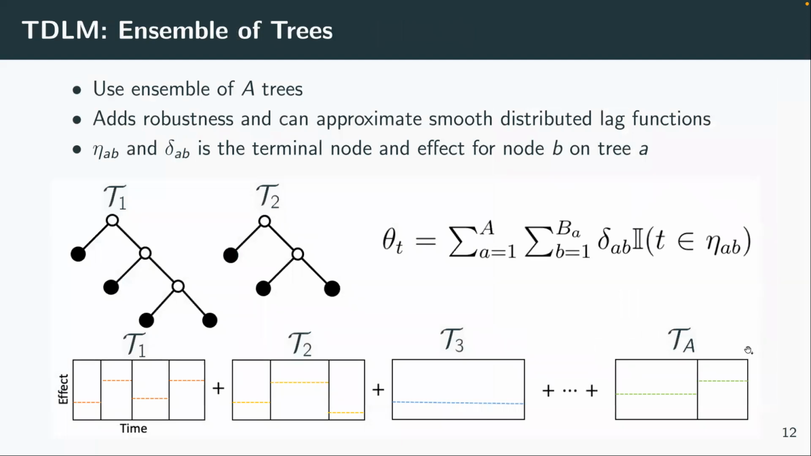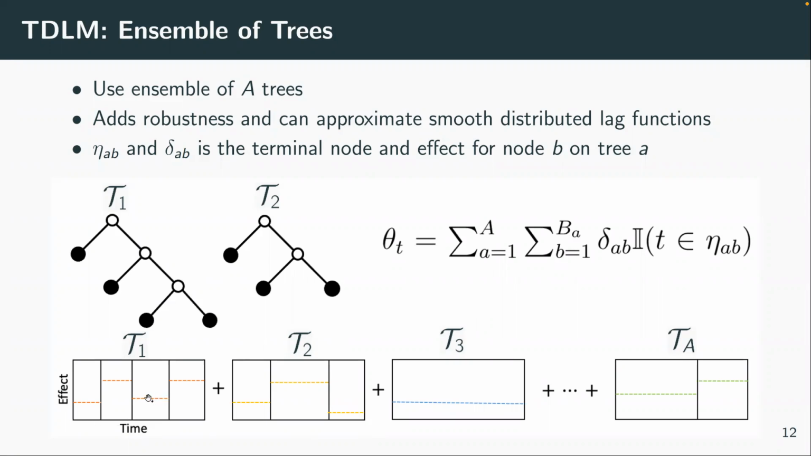Just like with other BART models, we're going to use an ensemble of trees. So we'll use capital A trees. In all of our models, we use 20. It works really well around there, and we don't gain much from going bigger. Using this ensemble adds robustness, but it also allows us to approximate smooth distributed lag functions. We can approximate these functions by having each tree have a slightly staggered breakpoint. When we combine those, we get something with very small steps, so we get a stepwise function that approximates smooth functions very well. You can see a schematic here where maybe we have a tree that divides into 4 groups, and 1 and 3, and then one that doesn't divide at all.